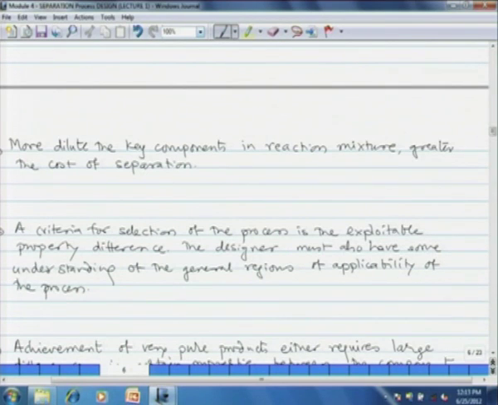Now, one obvious feature of the whole separation process is how concentrated is the reaction mixture to be separated. The more dilute the key components in the reaction mixture, the greater the cost of separation. That is obvious, because you have to treat a very large amount of volume for recovery of very small amount of product. So, the cost of operation increases with the volume that is being treated. However, the cost of product even with 99.999% recovery is much lesser.